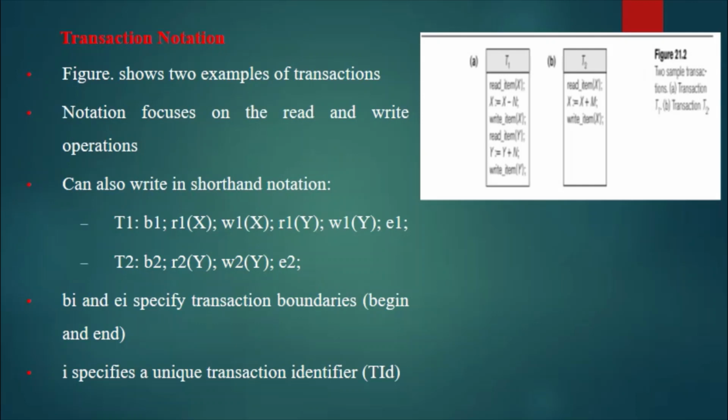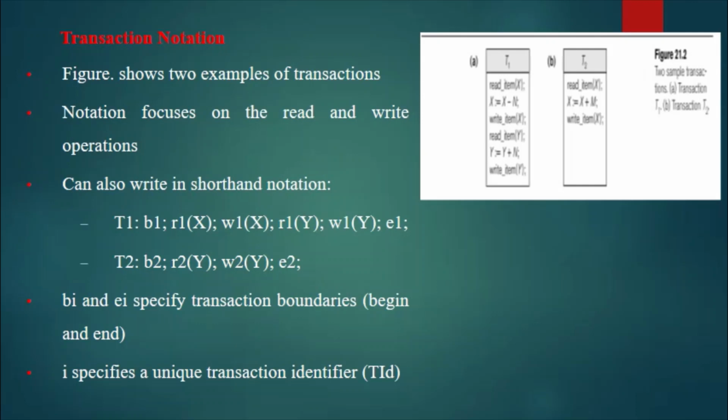Similarly, in transaction T2 we read the item X and update it as X equals X plus M. After updating, we store that data element into the database by applying a write item of X operation. These are the sample transactions and how the transaction notations are represented.